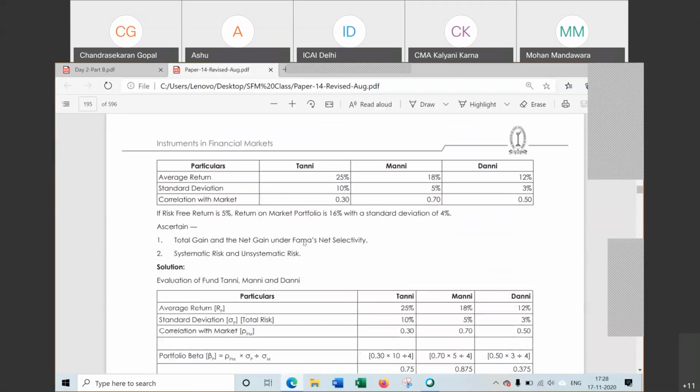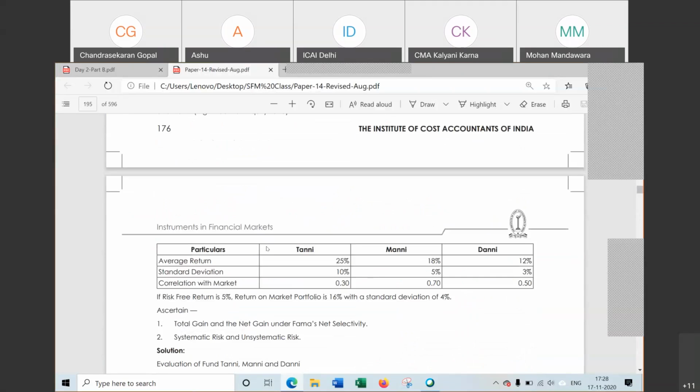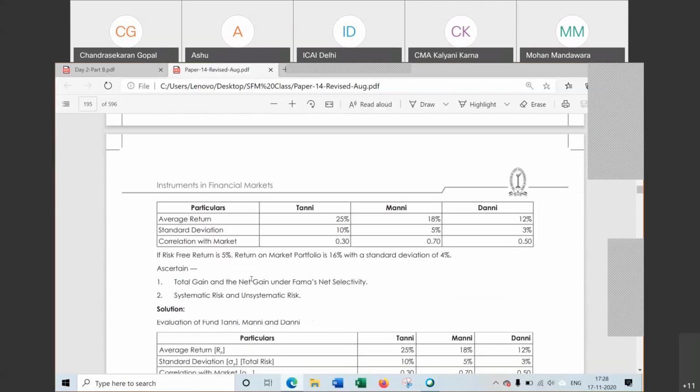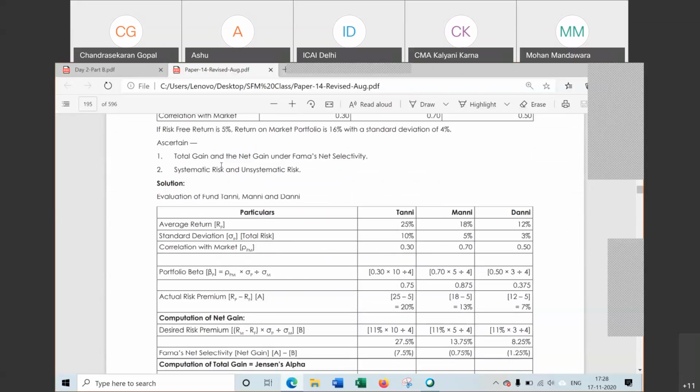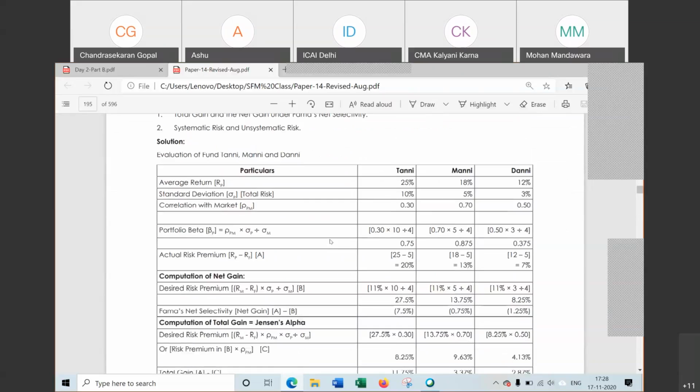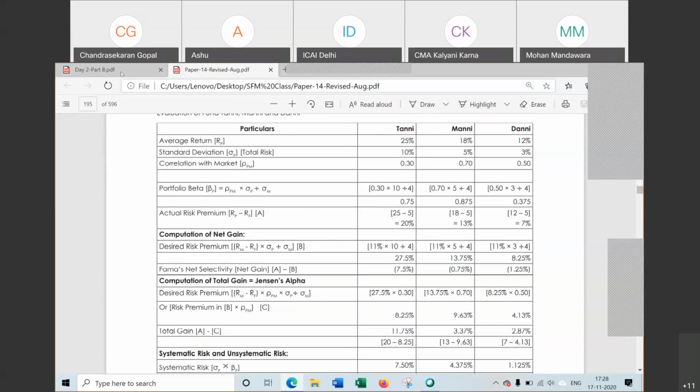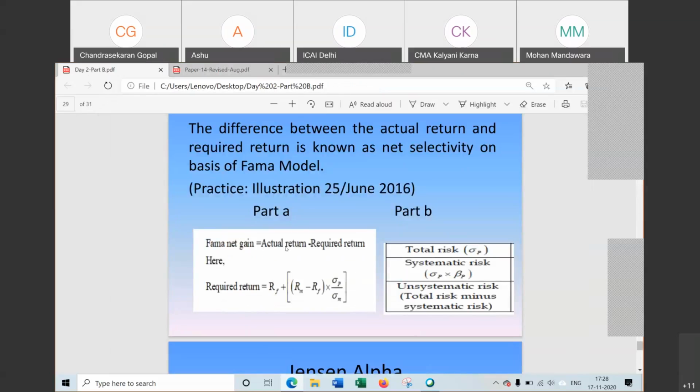Now the question says, first, computation returns are given for three funds, three cases: average return, standard deviation, correlation. For this, RF is given, RM is given, standard deviation of market is 4%. Correlation with market is given. Now we have to find total gain and net gain under Fama net selectivity. So Fama net gain is actual return minus required return. So we have to find required return.